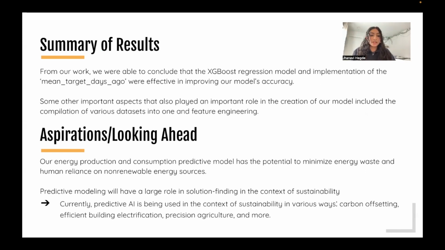Our energy production and consumption predictive model has the potential to minimize energy waste and human reliance on non-renewable energy sources. I believe that predictive modeling will have a large role in solution finding in the context of sustainability. Currently, predictive AI is being used in the context of sustainability in various ways: carbon offsetting, efficient building electrification, precision agriculture, and more, all of which are super interesting and I hope to look into in the future.